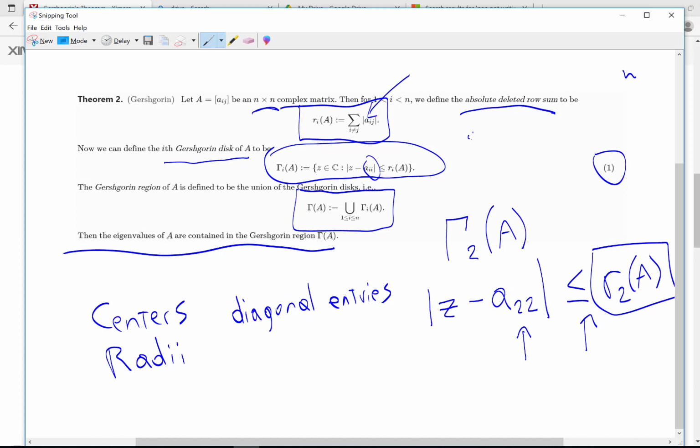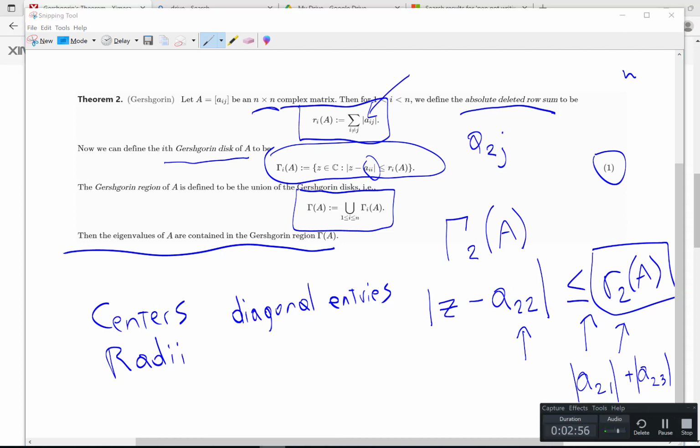These entries would be A row 2, because i is 2, and then whatever j is. Now j can be anything except i. So basically, R2 of A would be A row 2 column 1 plus A row 2 column 3, except that you want to take the absolute values of those things. And so we'll see how this all works now in this next example.